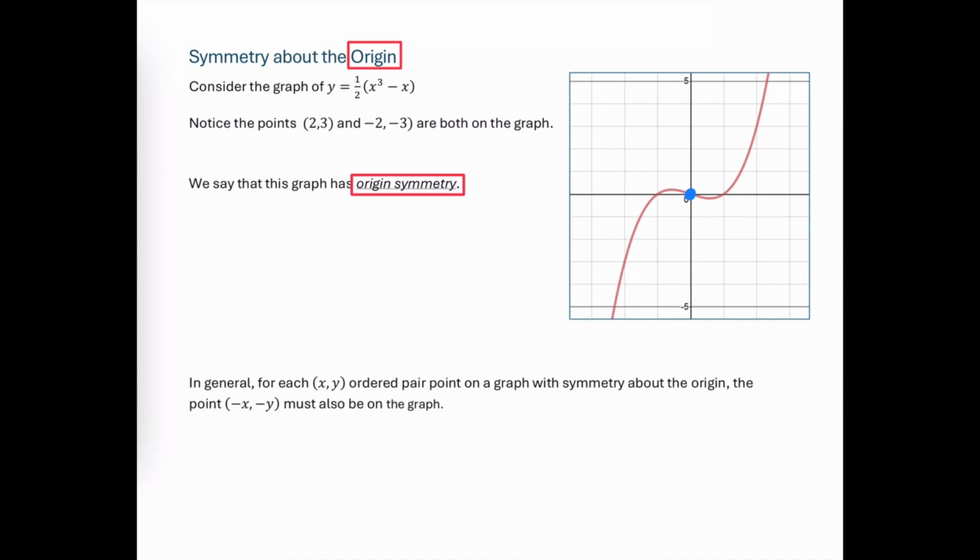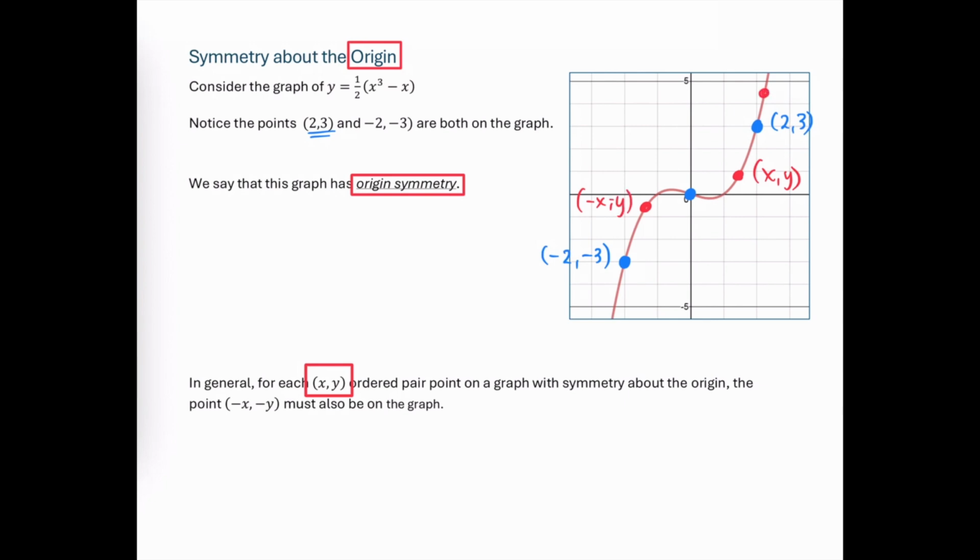In the graph that we have here, we see that the ordered pair (2, 3) is a point on the graph. If we rotate this 180 degrees, or basically turn it upside down, that ordered pair is going to rotate over to the ordered pair (-2, -3). And generally speaking, any xy ordered pair that's on a graph with origin symmetry must have a counterpart also on the graph where the x coordinate is opposite in sign and the y coordinate is opposite in sign.